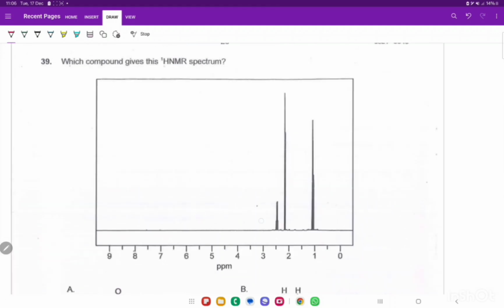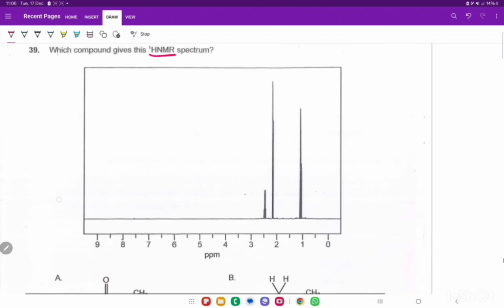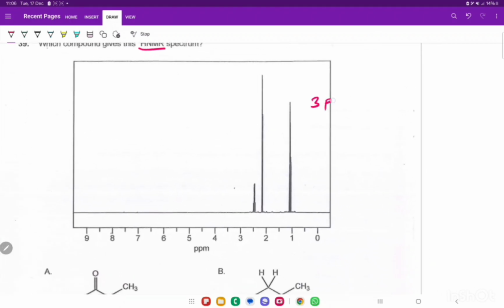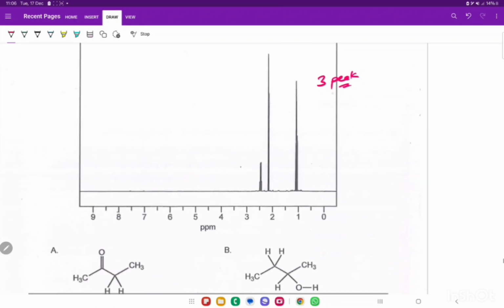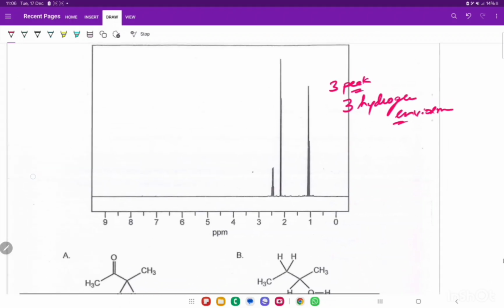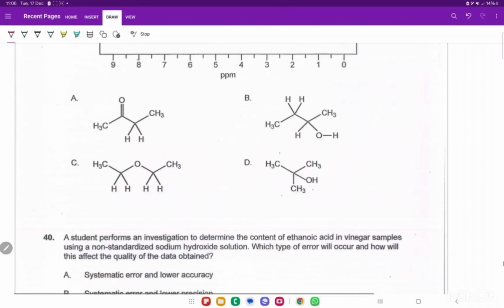Question 39, which compound gives the following HNMR spectrum? The spectrum shows 3 peaks. It means a compound should have 3 hydrogen environments. A compound must have 3 different hydrogen environments, then only it can form 3 peaks. In compound A, this carbon has a CO on it, so this will form 1 peak. This CH3 will form another peak, and this CH2 will form another peak. There will be 3 peaks. Compound A will form 3 peaks.